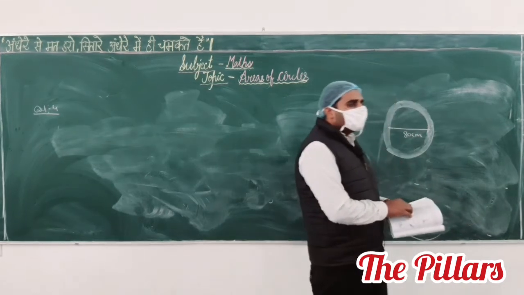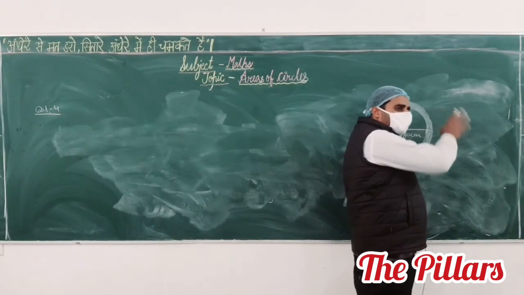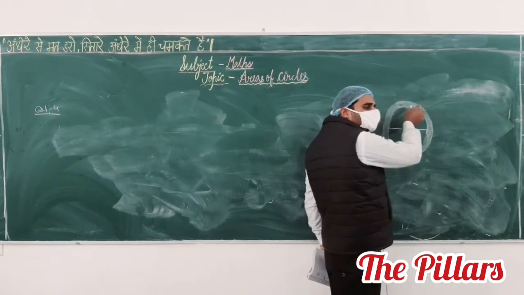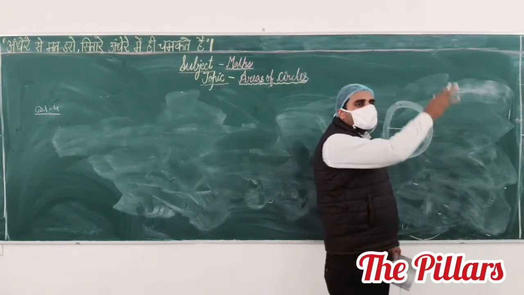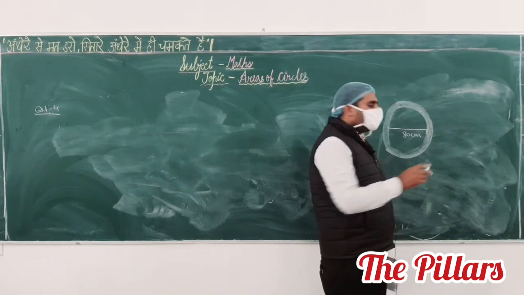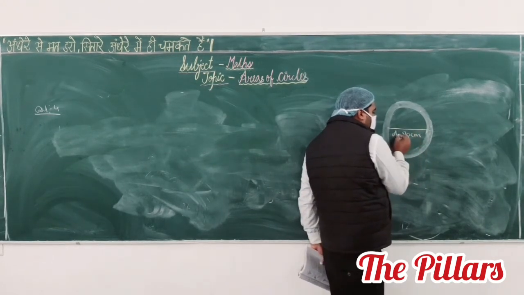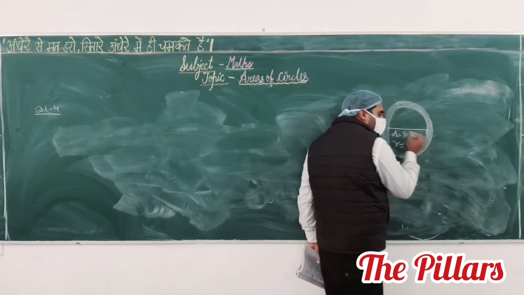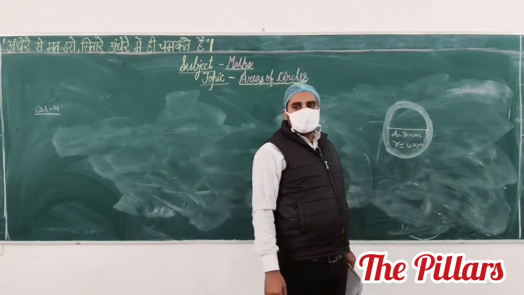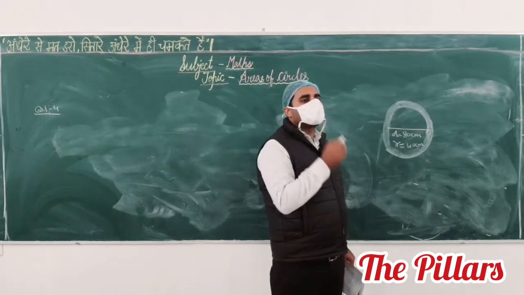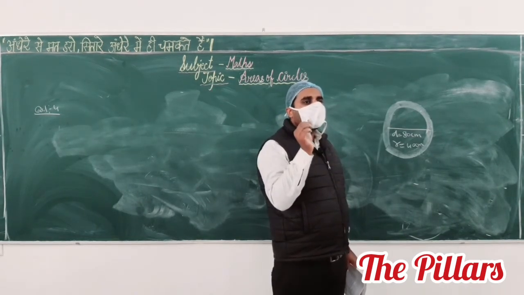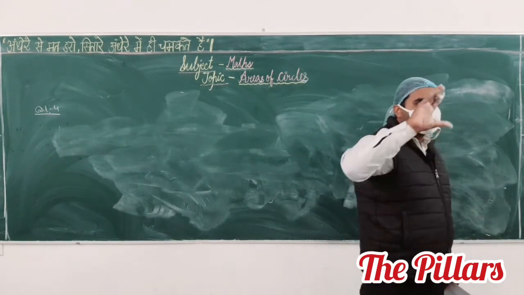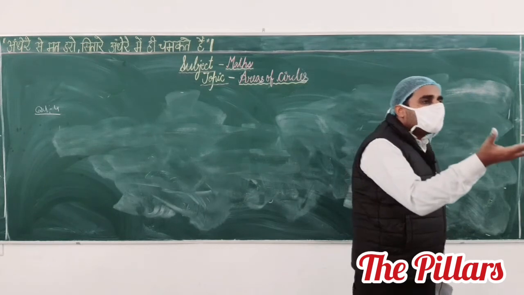Whenever we want to calculate the distance traveled by a car, first you have to calculate the circumference, because the outer circumference is the part that travels the distance. If diameter d equals 80 centimeter, then radius equals 40 centimeter. Then in one revolution, how much distance will it travel? The distance traveled by any circular part is equal to its circumference.